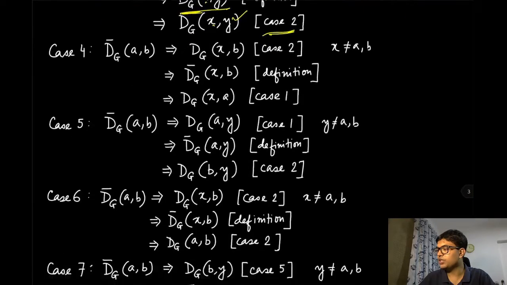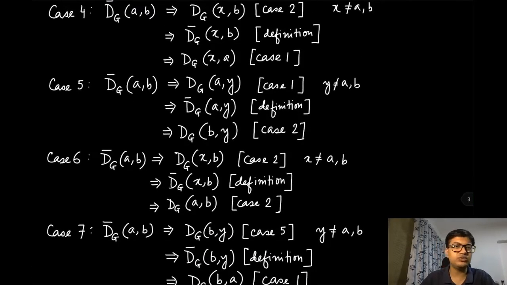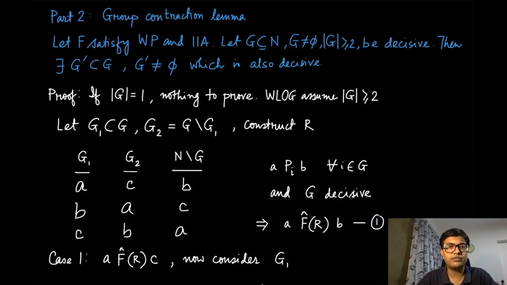And similarly we are going to use the rest of the cases, case 4, case 5, case 6 and case 7. They are just carefully using the conditions that we have already proved. I'm just skipping that. Let us now come to the second part of this theorem, which is the group contraction lemma. As we have already mentioned, if we have an Arrovian social welfare function that satisfies weak Pareto and IIA, and we have a non-empty group which has two or more members. Because if you have just one member, then we are already done. We have proved that the group is decisive, which means that is the dictator. So let us look at only such groups which are decisive and have two or more members.